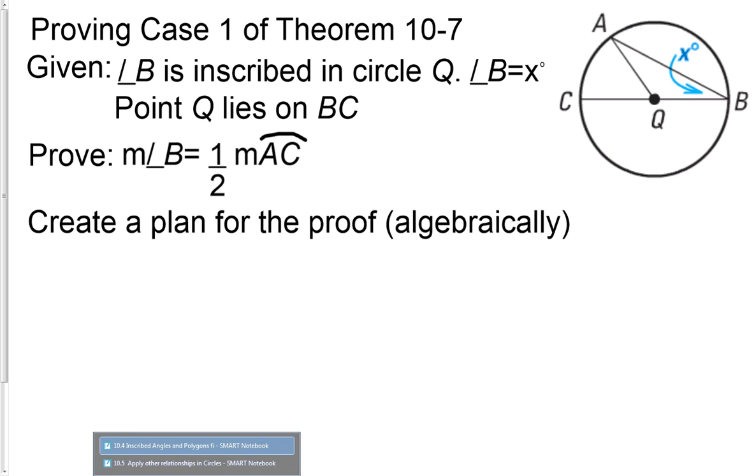So create a plan for this proof algebraically, and go ahead and pause and try to figure out how we can do that. So, key thing to know is that all of these segments are congruent. QA, QB, QC are going to be congruent. And from there, we're going to do something with this isosceles triangle. And then we also have a theorem that tells us what this angle equals in terms of these two angles. And then we can find out what arc AC equals in terms of x. Solve for x, which happens to be angle B. And that will be how we do it.